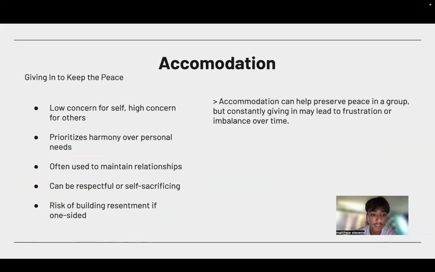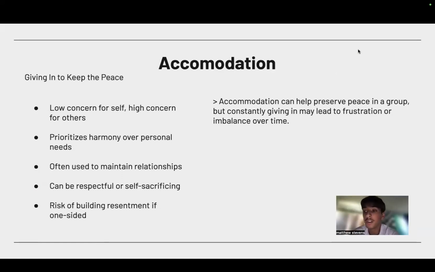Accommodation, giving in to keep the peace. Low concern for self, high concern for others. Prioritizes harmony over personal needs. Can be respectful or self-sacrificing. Often used to maintain relationships, with a risk of building resentment if one-sided. Accommodation can help preserve peace in a group, but constantly giving in may lead to frustration or imbalance over time.